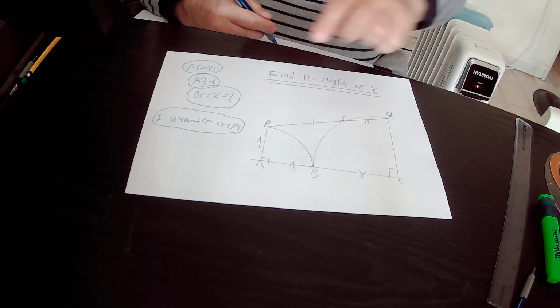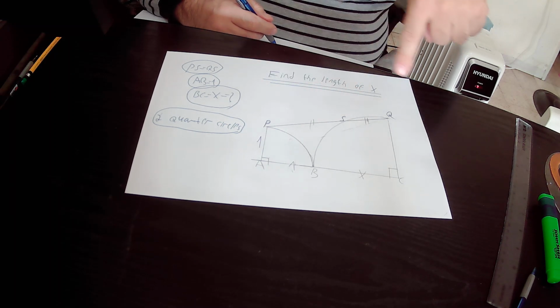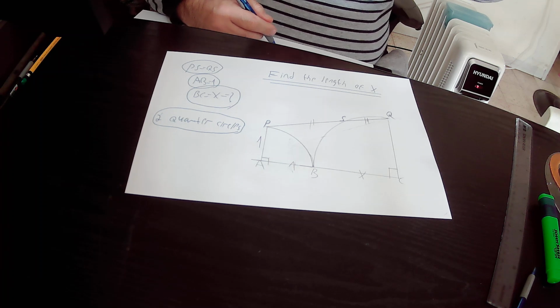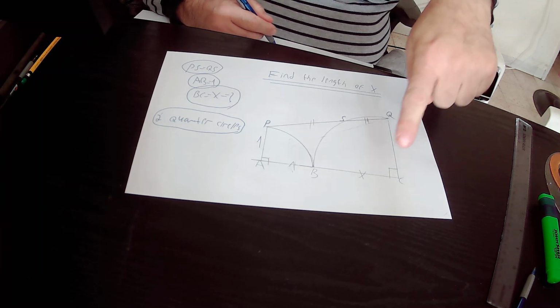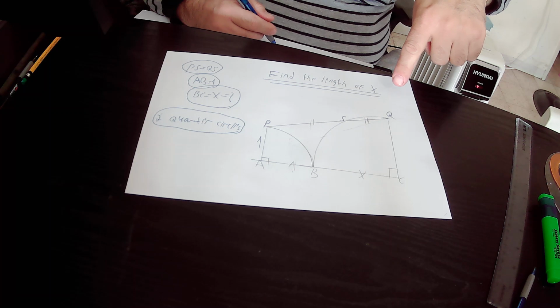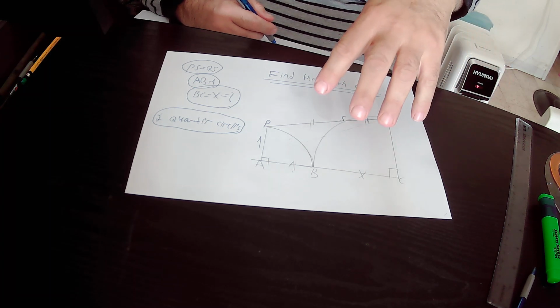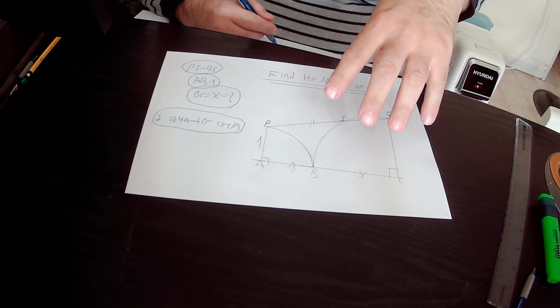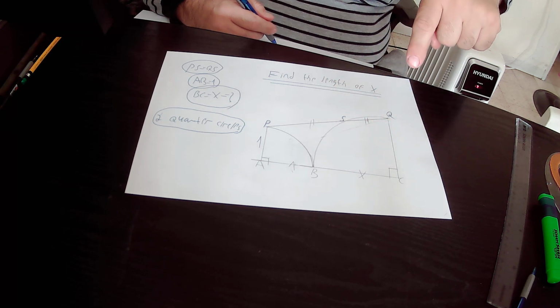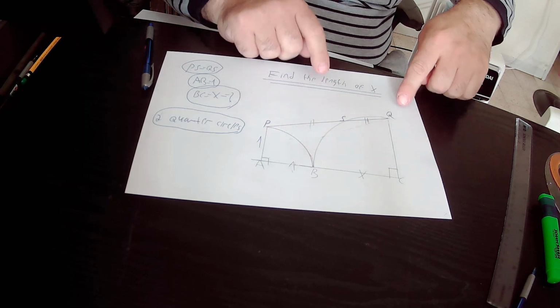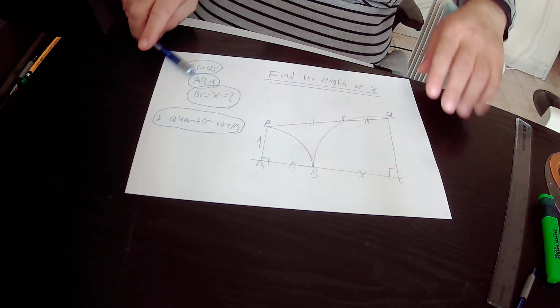Likewise, we know that QCB is a quarter circle. In this quarter circle QCB, QC equals CB. They are both the radii of this quarter circle, therefore they are equal to each other. It is given that BC equals X, therefore QC must also equal X.